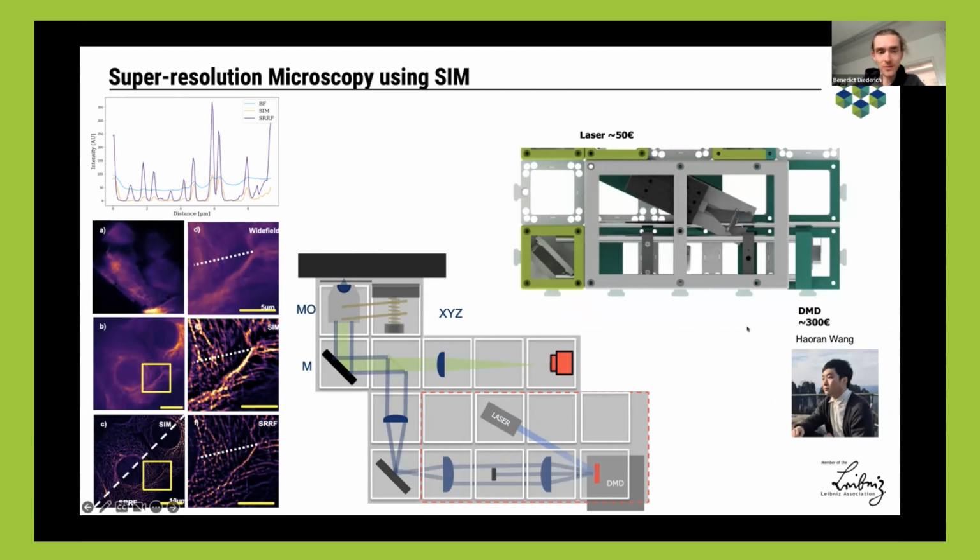Harun Wang is a really talented PhD student with us, and he was able to build a small module that you just snap in your ordinary fluorescent microscope, and then you have super resolution, mostly along Z, so you get better optical sectioning here.